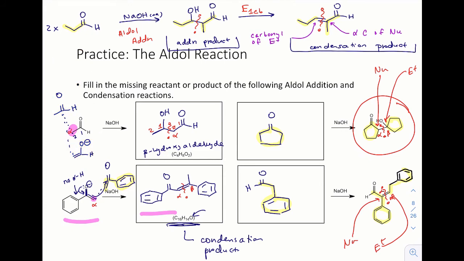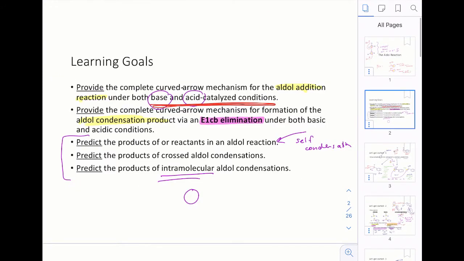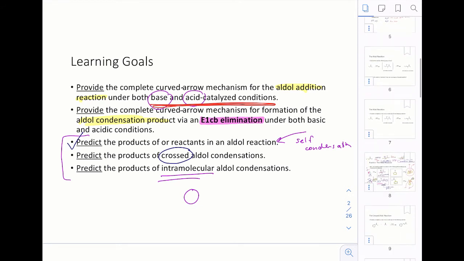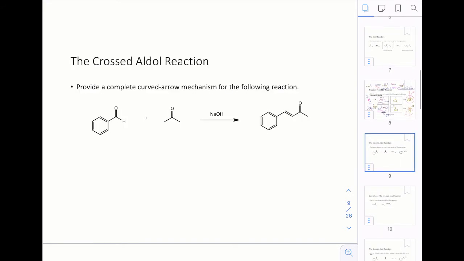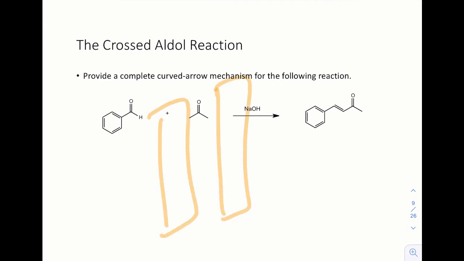We're going to move on now to the crossed aldol. So self-condensation, check. Now we're going to move on to the crossed aldol, and this is when the nucleophile and electrophile will come from two different carbonyl compounds. So here's an example of a crossed aldol reaction. I would like for you to propose a complete curved arrow mechanism before you listen to me explain it.